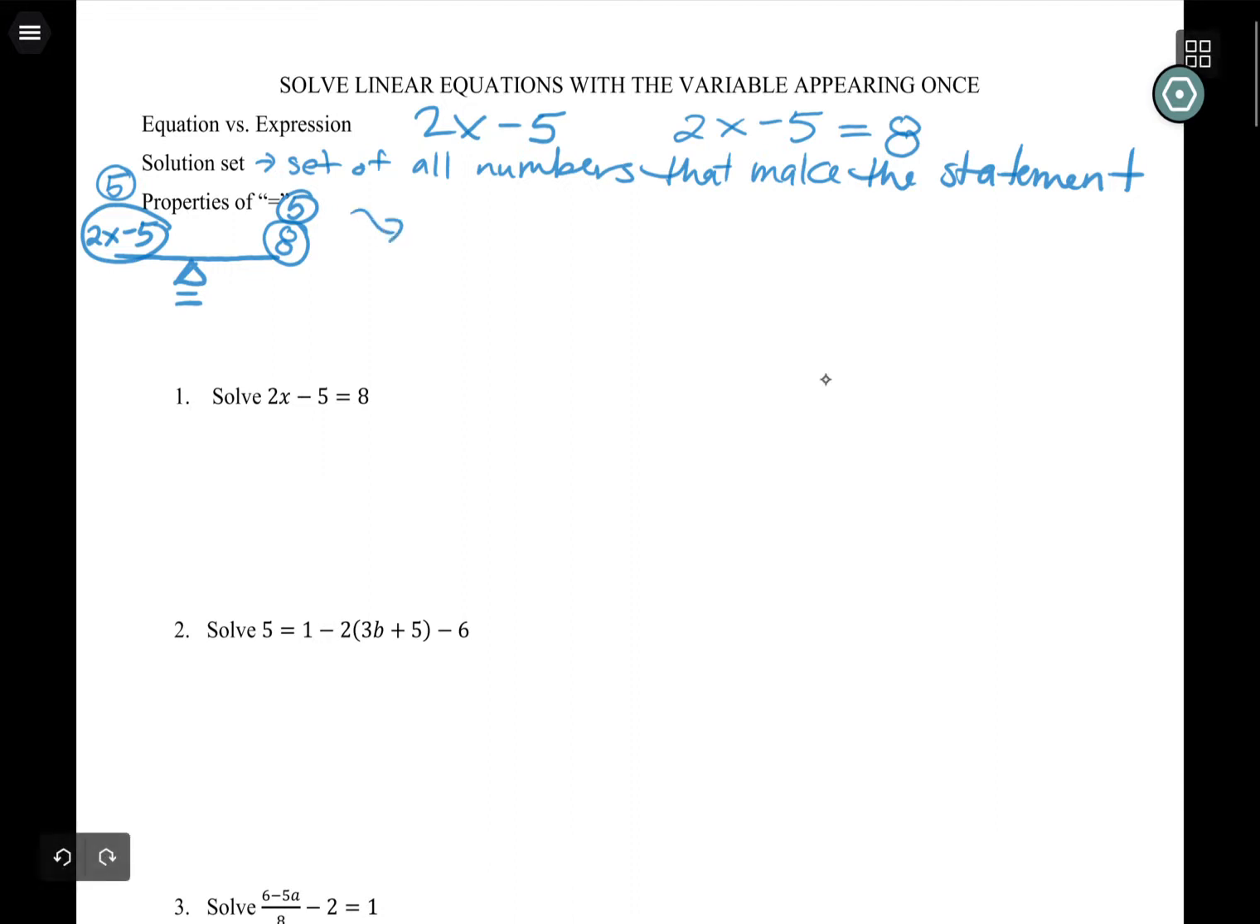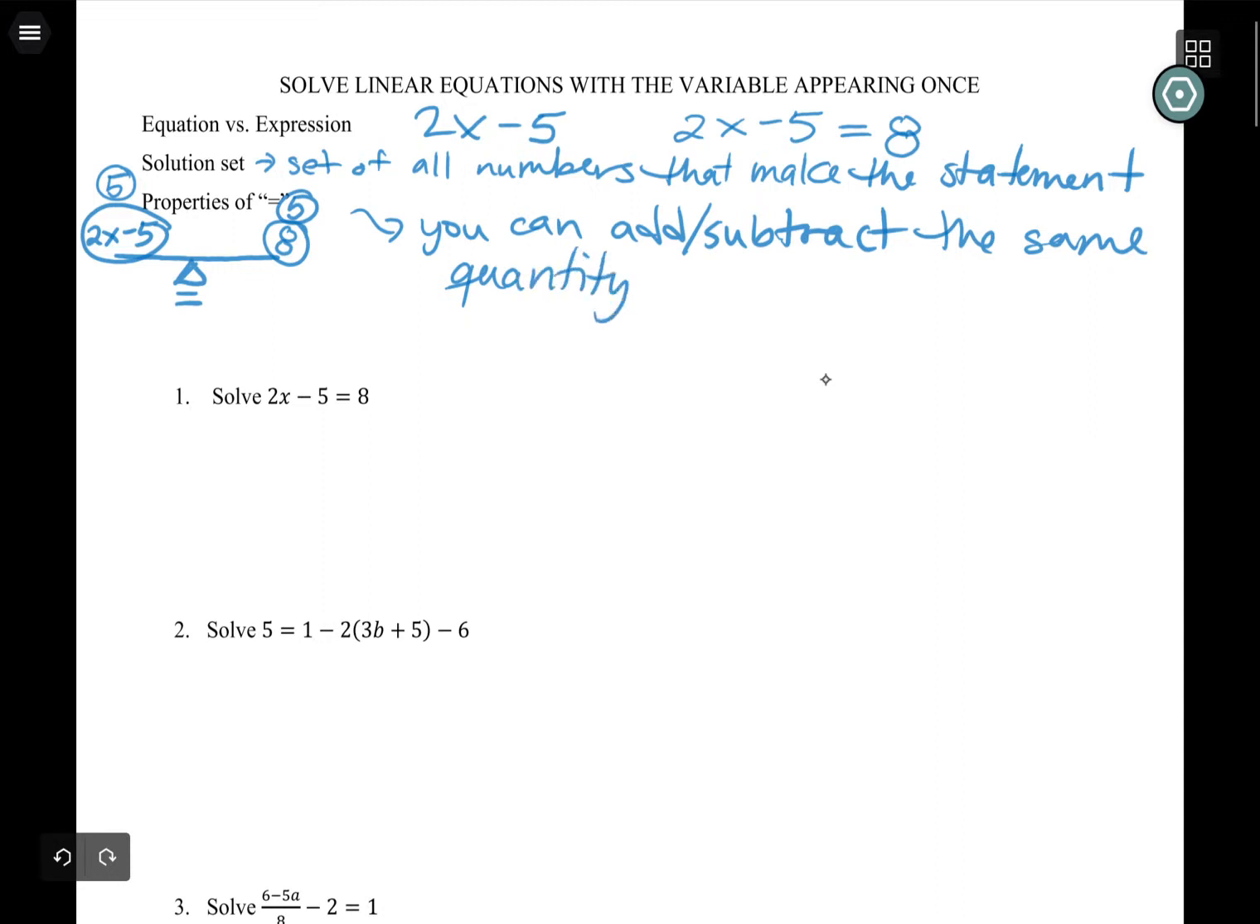So the properties. You can add or subtract the same quantity on both sides. And this means you can do it without messing up your balance. It's still a true statement, or it's still true for the same x values after you've added or subtracted the same thing on both sides.